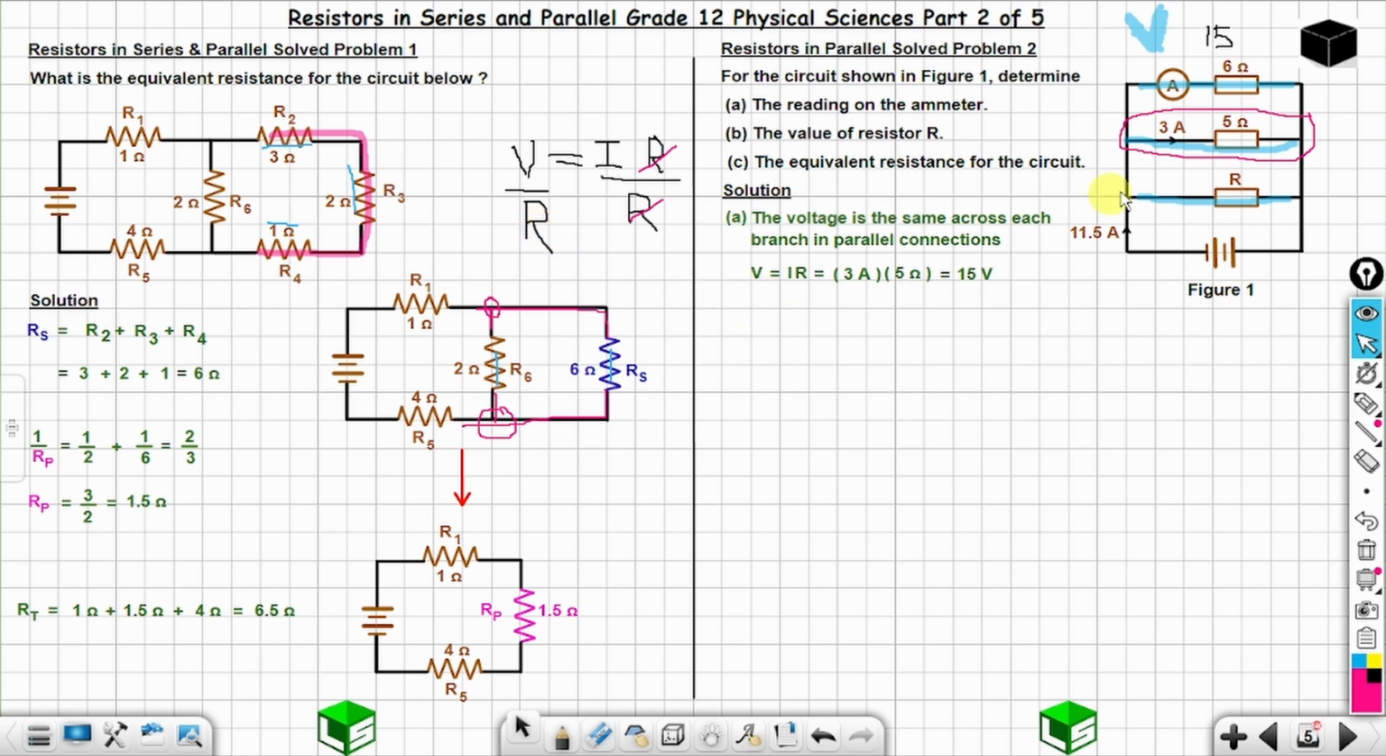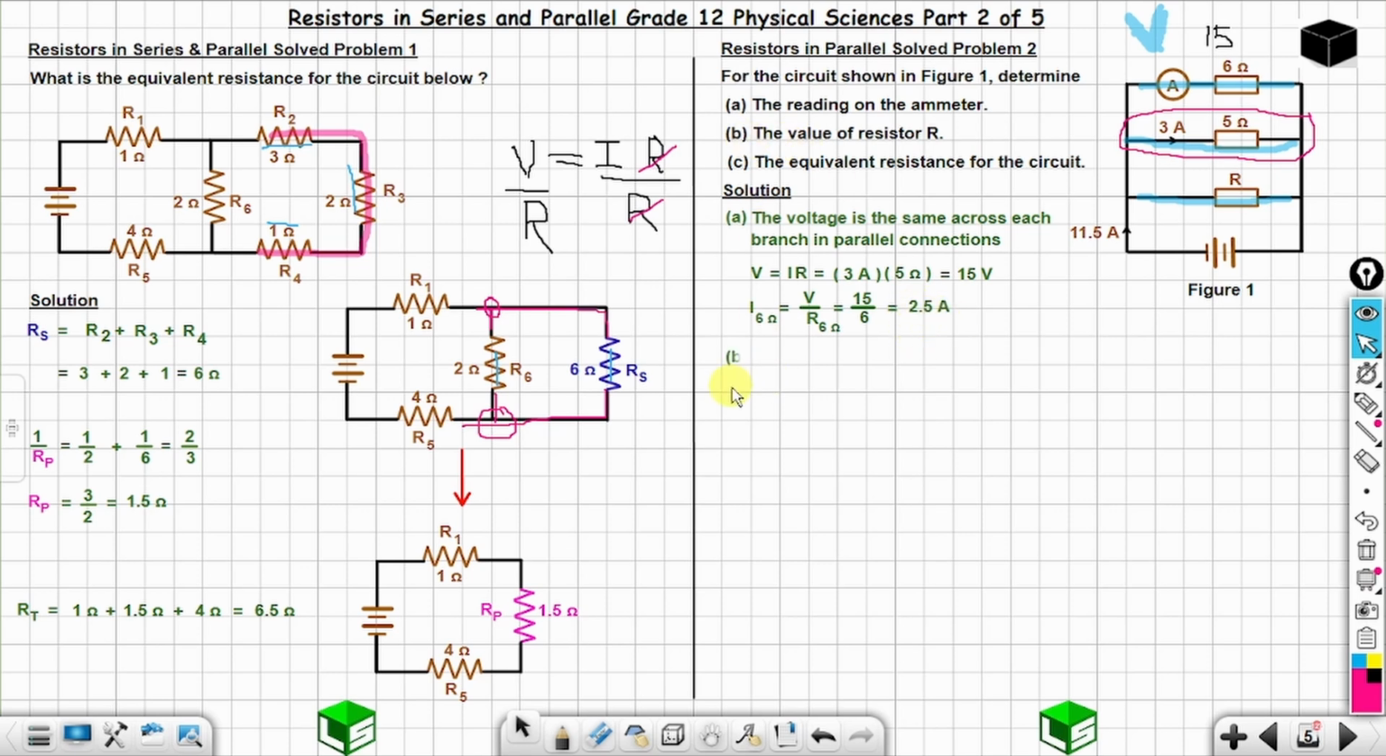So the current through the 6 ohms resistor is equal to V, which is the same across each branch, over this resistor. This is equal to 15 over 6. You're going to have 2.5 amperes.